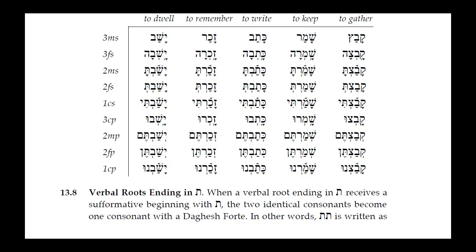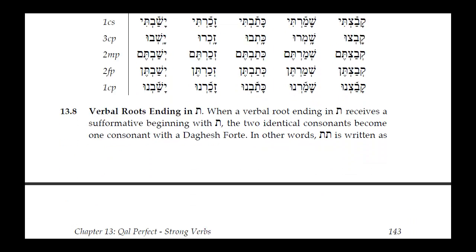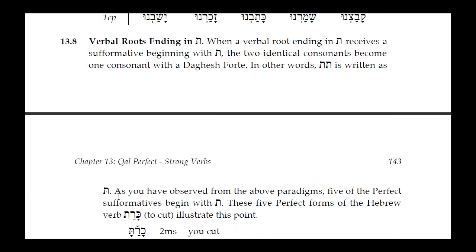Now, verbal roots ending in tav. When a verbal root ending in tav receives a sufformative beginning with a tav, the two identical consonants become one consonant with a dagesh forte. In other words, the two tavs are written as one tav with a dagesh forte in it. And we've seen that in pronominal suffixes also. Whenever we had a noun that had either a nun or a tav, and you had a formative ending for it, then you would just double it the same way.